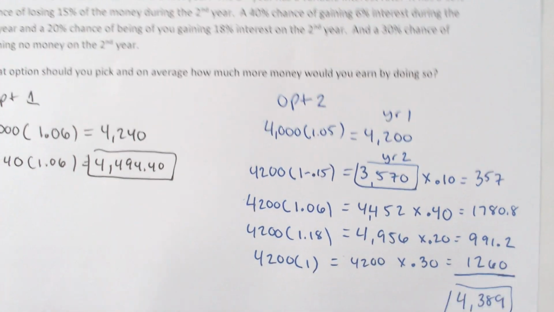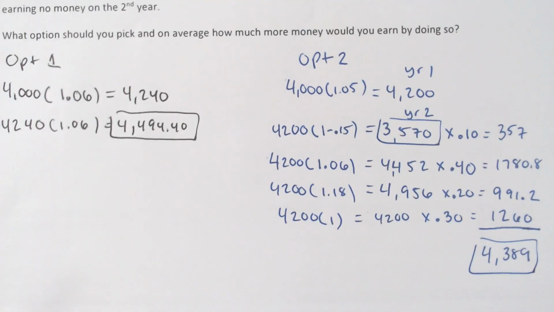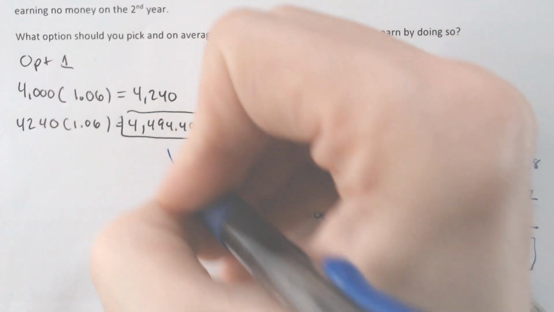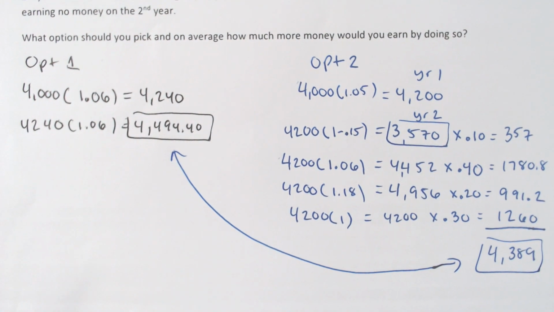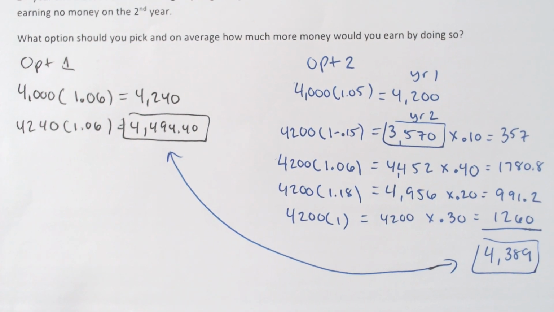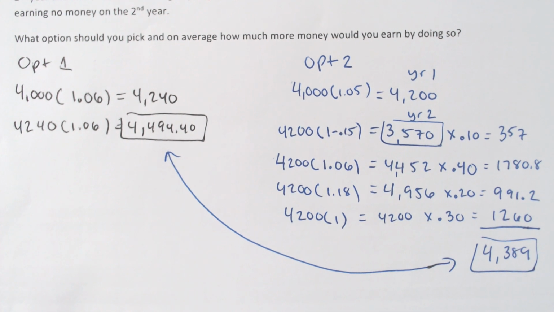$4,389. So in the long run, it looks like in this case, comparing the two options, option one wins. The safer option wins in this case. So that's kind of cool. Sometimes the riskier option wins, sometimes it doesn't.